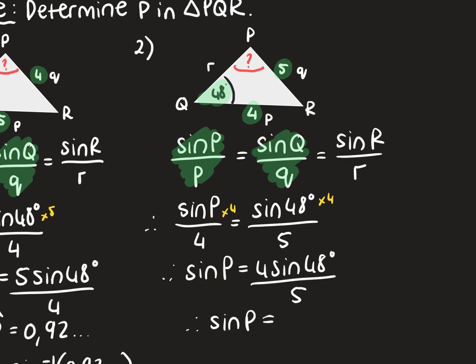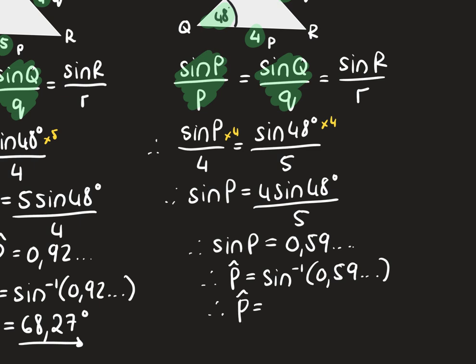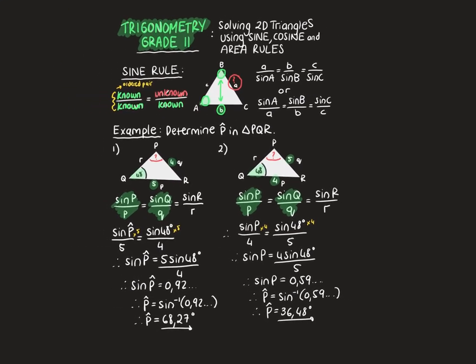And that's giving me 0.59 recurring. And remember, we still have to shift sine to get the angle of P. So it's going to be sine to the minus 1 of 0.59. Remember not to clear your calculator, and you would go shift sine of Ans equals. Therefore, P is going to equal 36.48 degrees. Fantastic. And that is how you do the sine rule with working out the angle.